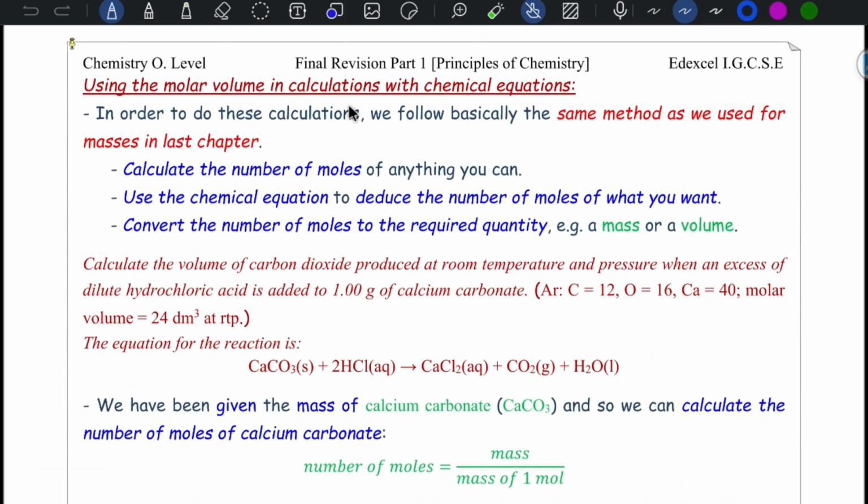Using the molar volume in calculations with chemical equations. In order to do these calculations, we follow the same method as we used in the previous chapter, which is in this video also. Calculate the number of moles of anything you can. Use the chemical equation to get the ratio, to deduce the number of moles of what you want, then convert the number of moles to the required quantity, whatever he asks about, mass or volume, in the question.